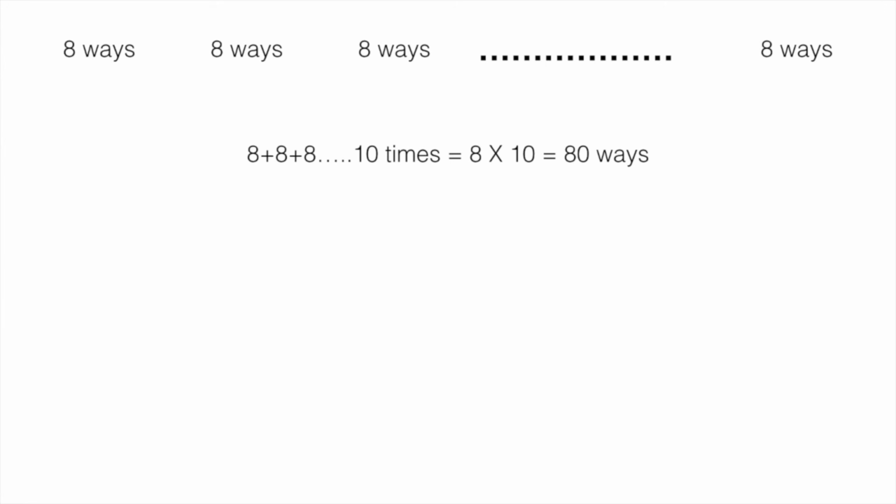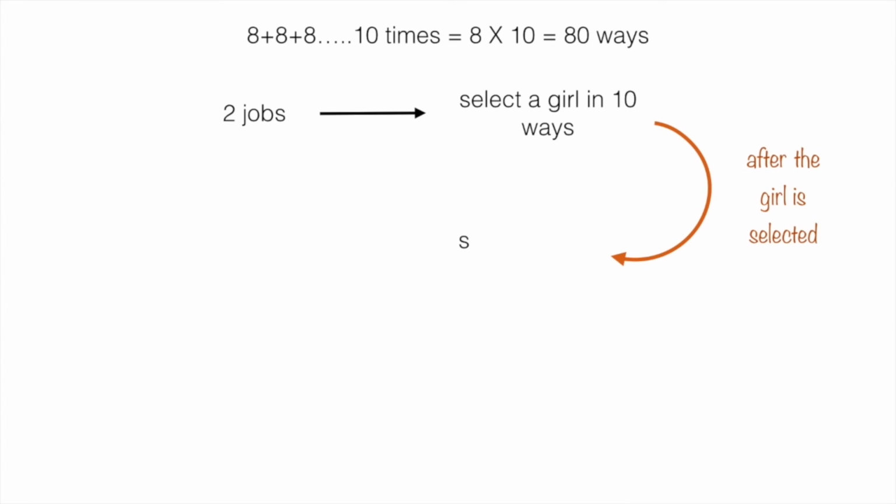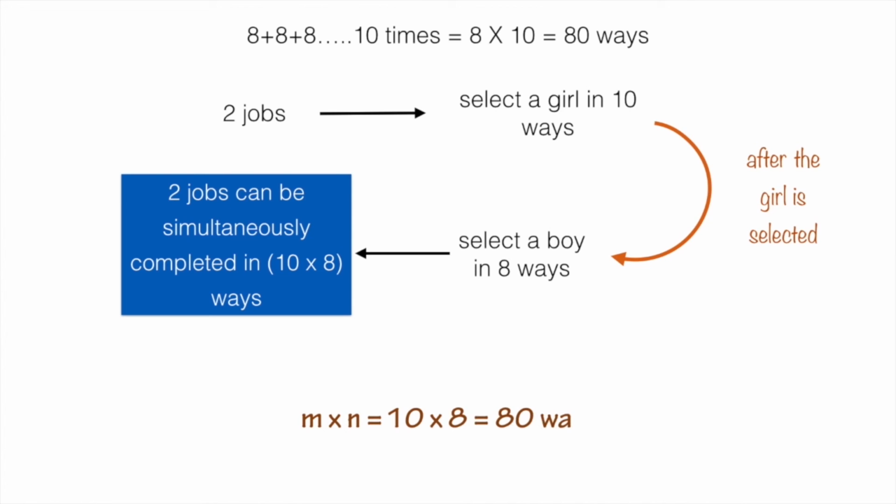and a boy. Now, let us look at the same problem using the fundamental principle of multiplication. I have two jobs. First is to select a girl out of 10 girls, and this can be done in 10 ways. Next, I have to select a boy out of 8 boys, which can be done in 8 ways. Hence, the two jobs can be completed in 10 times 8, which is 80 ways.